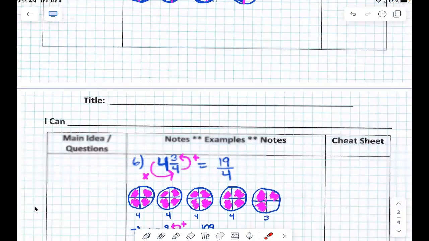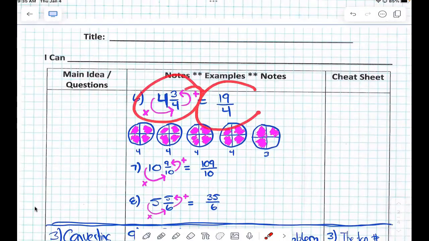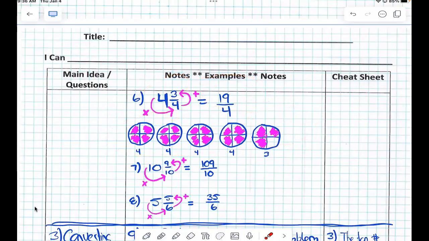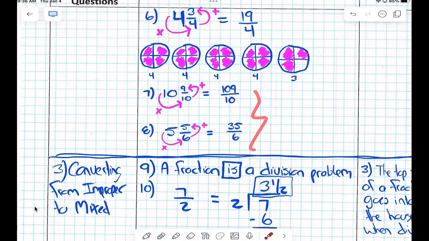All right, another example right here, 4 and 3/4. We go around the world. We get our improper fraction. Here's a picture. We good? 7 and 8, just more examples of around the world.